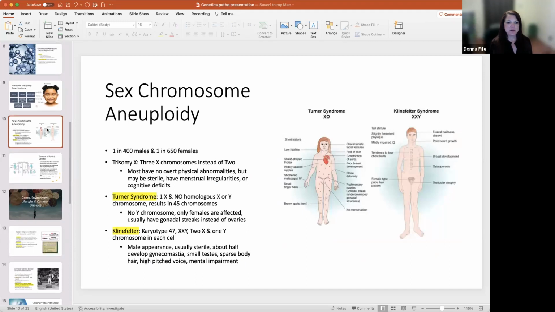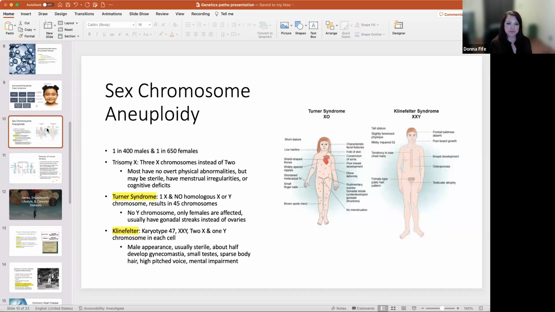Sex chromosome aneuploidy happens in 1 in 400 males and 1 in 650 females. In trisomy X, there are 3 X chromosomes instead of 2. Most have no overt physical abnormalities, but patients may be sterile, have menstrual irregularities, or cognitive defects.